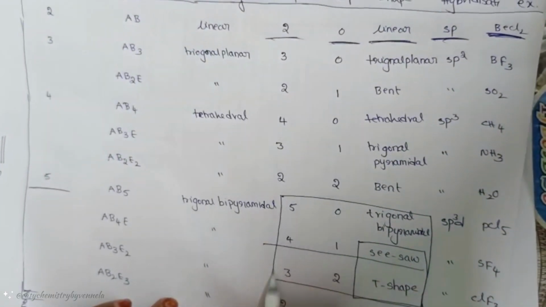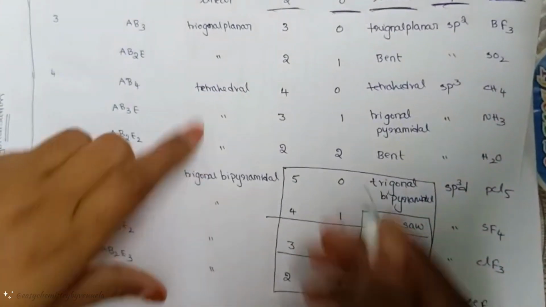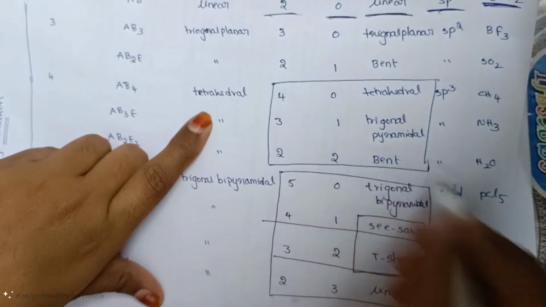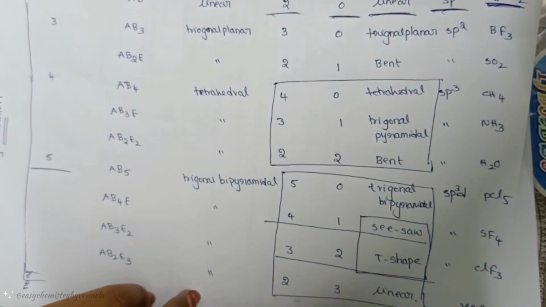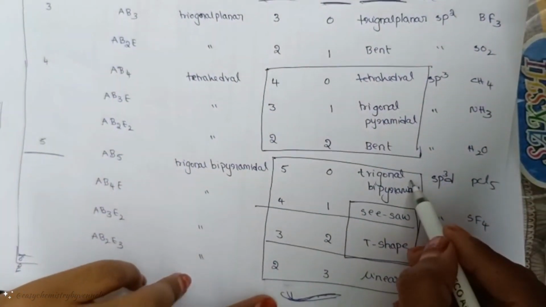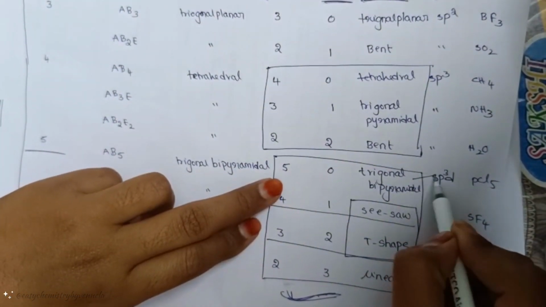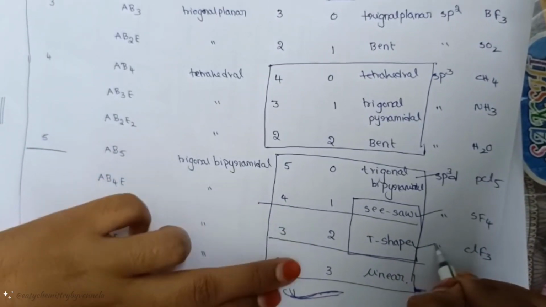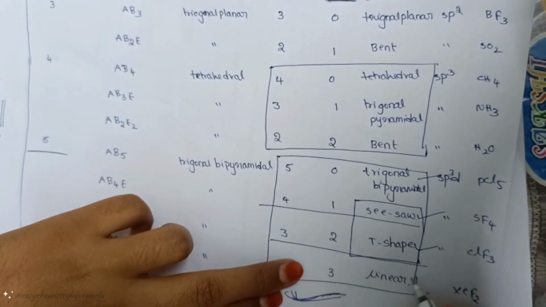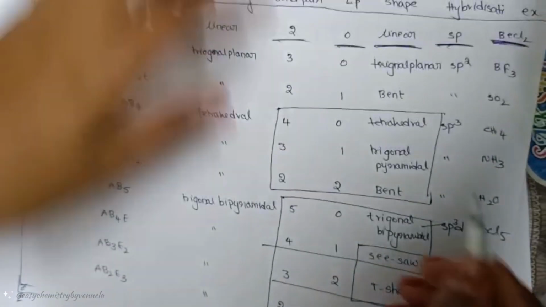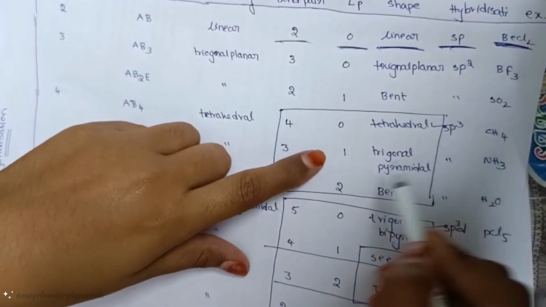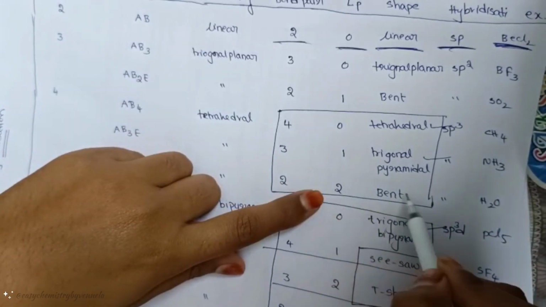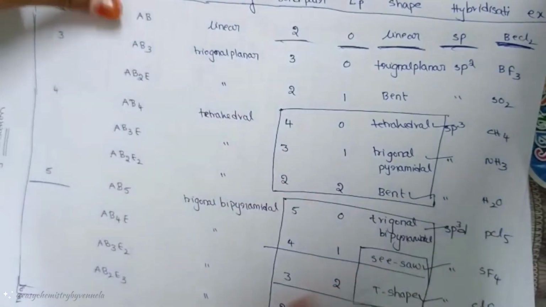These are one format and these are one. Very, very important this. This is trigonal bipyramidal without lone pairs. With 1 lone pair, seesaw. With 2 lone pairs, T-shape. With 3 lone pairs, linear. Here, without lone pair tetrahedral, 1 lone pair trigonal pyramidal, with 2 lone pairs bent shape.